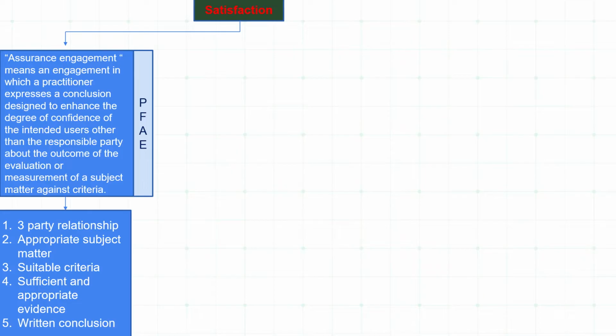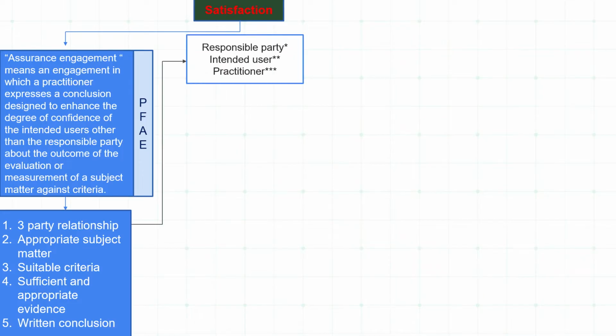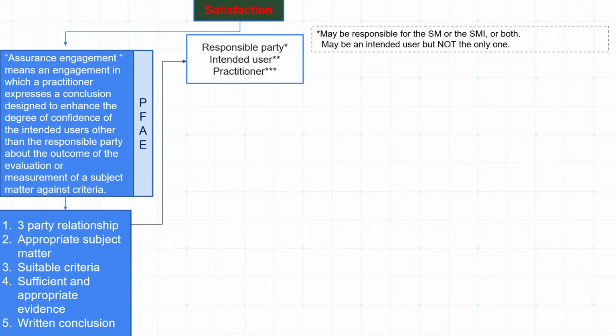Starting with number one, we get to talk about assurance engagements always have a three-party relationship. And this three-party relationship involves the responsible party, who is the party who may be responsible for the subject matter or the subject matter information, or may be responsible for both. Now, the responsible party may also be an intended user, but not the only one. Because if the responsible party and the intended user are one and the same person, then there won't be much of a three-party relationship, right? So therefore, the responsible party should not be the only intended user. We'll talk about the subject matter and subject matter information in element number two.